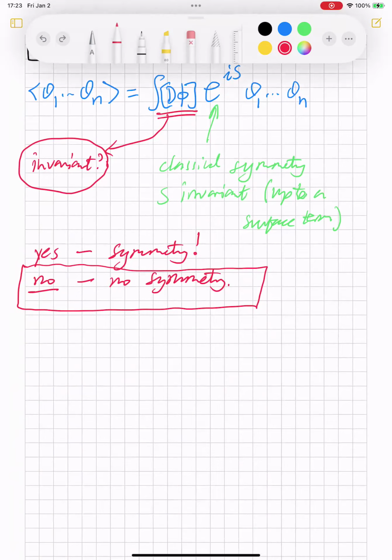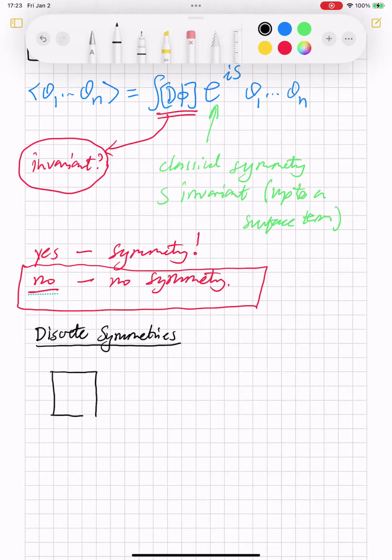What I'd like to do now is spend a little bit of time talking about the different types of symmetries you can have. And in particular, first of all, let's talk about discrete symmetries. To motivate the idea, let's imagine that we have a perfect square. Again, my figure's not amazing, but that's the perfect square.